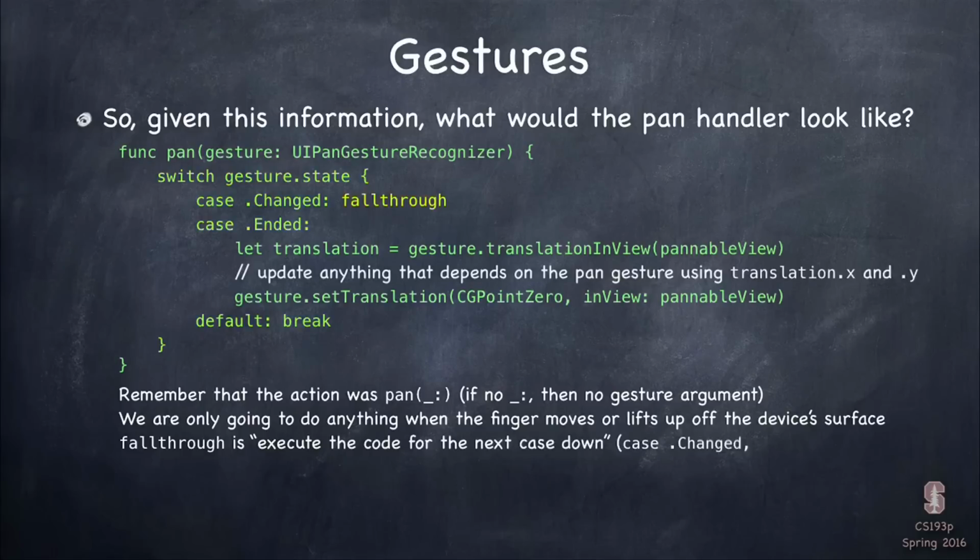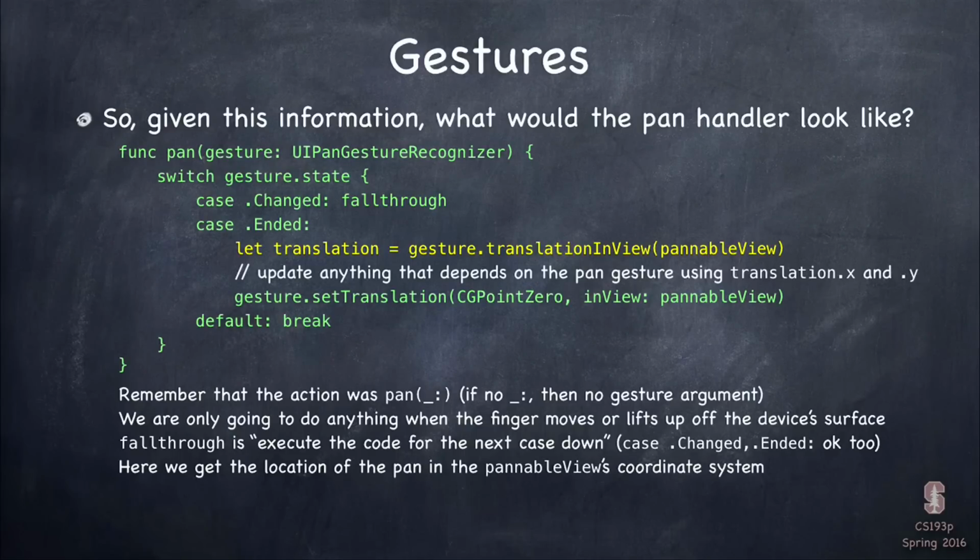Now, I want to show you this kind of cool thing in Swift. Hopefully you got this in your homework. But there's this thing, fallthrough. Remember that Swift cases don't fall through to the next case like they do in C. But you can force them to fall through with fallthrough. Now, I probably wouldn't write code like this. I would just say case .changed, comma, .ended. That's an easier way to do this, but I just wanted to show you fallthrough. All right.